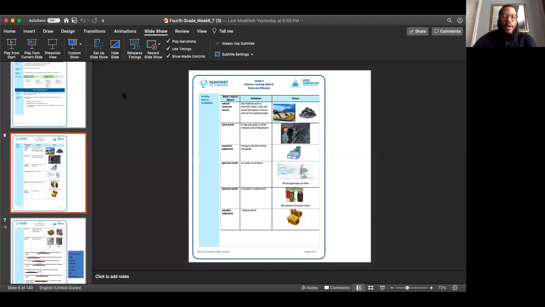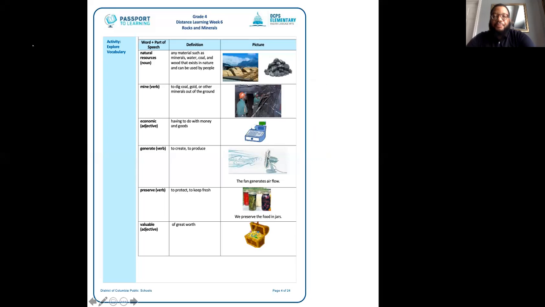This is week 6, day 1. So go ahead and grab your packets so that we can get started with today's activity. We are still working in our rocks and minerals unit. And today we are going to be going over the vocabulary for this week, as we do every Monday. And then once we go over the vocabulary, then we'll go through the vocab activity together as well, okay? So let's go ahead and get started.